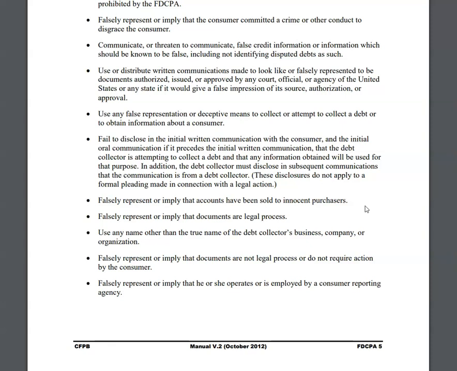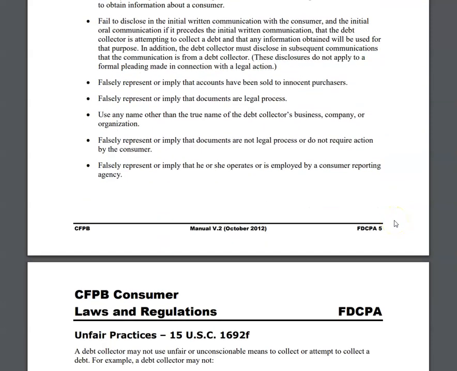Falsely represent or imply that documents are legal process. No. When they send you a letter in the mail trying to claim that it's a legal document, it's not. Use any name other than the true name of the debt collector's business, company, or organization. Falsely represent or imply that the documents are not legal process or do not require action by the consumer. Like they'll try to trick you and say, hey, don't worry about this, we sent it to you, and then they go and try to get a default judgment, claiming you don't have to reply to any of it.